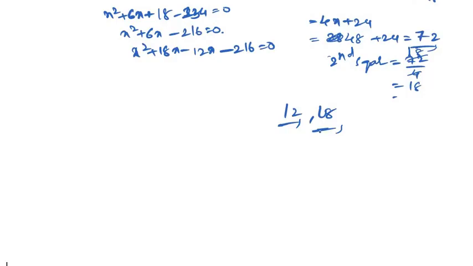The perimeter of the first square is how much? These 12 and 18 are the sides of the squares. The smaller square's side is this much, and the larger square's side is this one, 18. So this is the answer for this question.